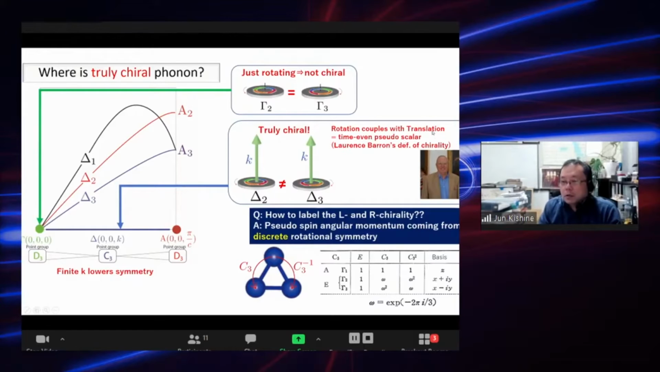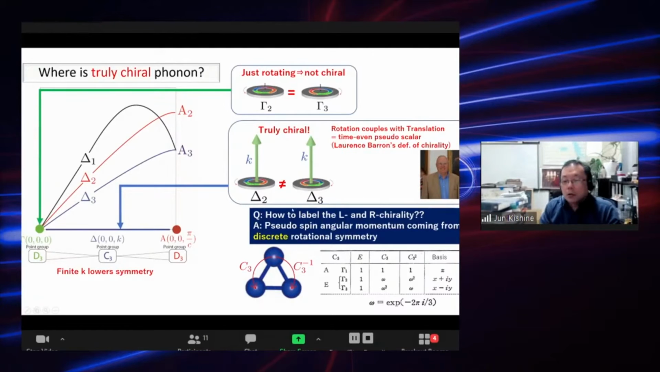Now, this situation happens on the delta line, where k must be finite. Then actually the three modes are not degenerate here, and the delta 2 and delta 3 modes are like this. So the delta 2 mode is left-handed and delta 3 is right-handed, and both phonons propagate along the crystallographic chiral axis like this. So this is truly chiral.